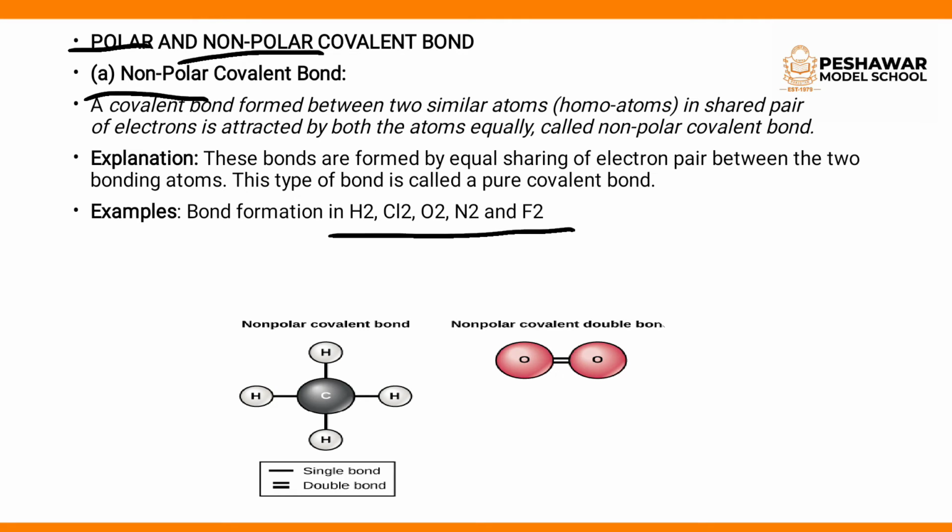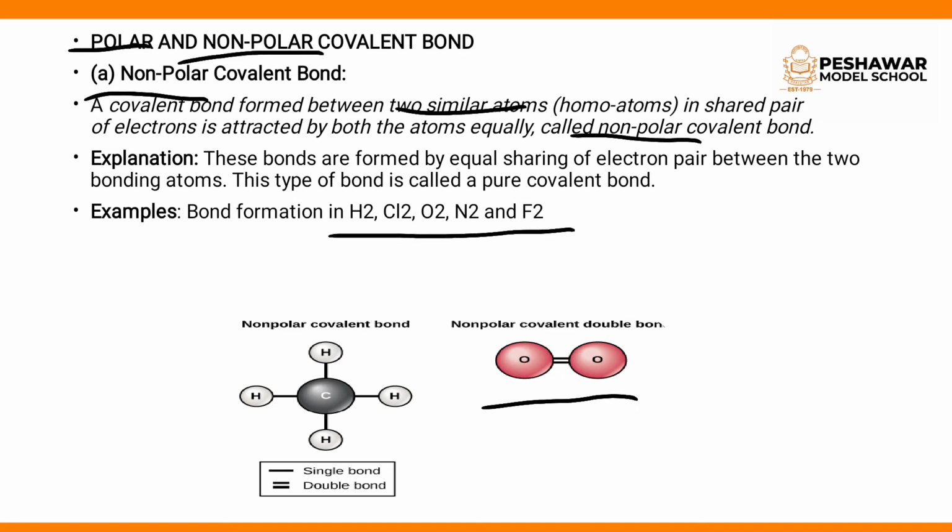Non-polar covalent bond is a bond which is formed between two similar atoms. It means both the atoms are homoatoms, two similar atoms, they attract the electrons equally, and in this way they form a non-polar covalent bond. What is the meaning of non-polar? There is no pole in the non-polar covalent bond, no positive and no negative pole, because there are the same atoms. Just look at the examples of a non-polar covalent bond.